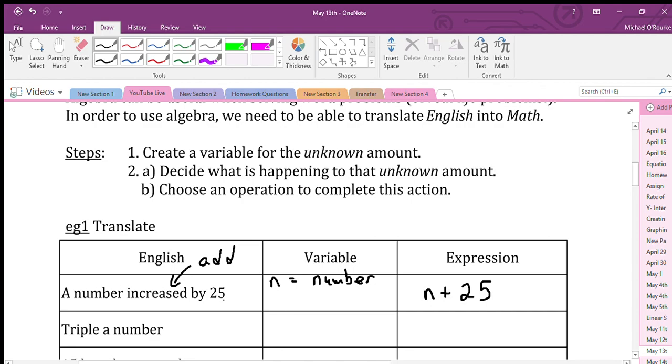Next one, triple a number. Well, we're going to do n as the number again. Triple, that's going to be multiply. So if I'm going to triple a number, triple is 3, and I'm going to multiply it. It's going to be 3n, right? I could write 3 bracket n as well.